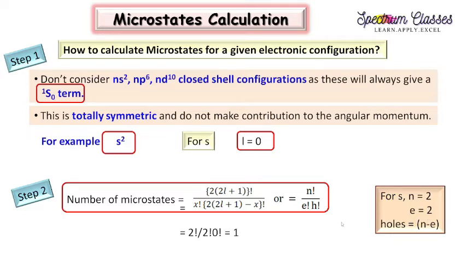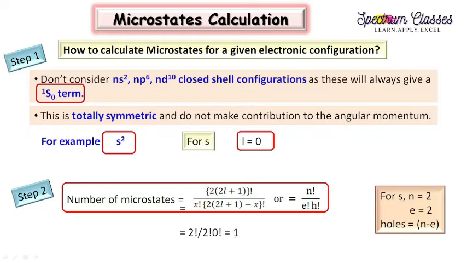So on putting these values in this formula, we get 2 factorial upon 2 factorial into 0 factorial. This I am going to solve. So 2 factorial upon 2 factorial into 0 factorial. The 2 factorial is cancelled out by the other 2 factorial. So 1 upon 0 factorial is equal to 1. So we will get 1. This is how we get the value 1.